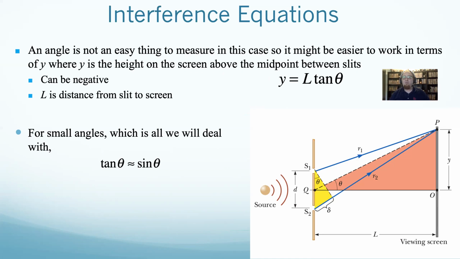And so if y is L tangent theta, well, for small angles, cosine is basically 1. For small angles, tan theta and sine theta are about the same. So we're going to look at small angles. This is going to be a huge spread out thing, but we're going to look at a small little range, normally within 2, 3 degrees. And if we do that, instead of y equals L tangent theta, we can say y is L sine theta.